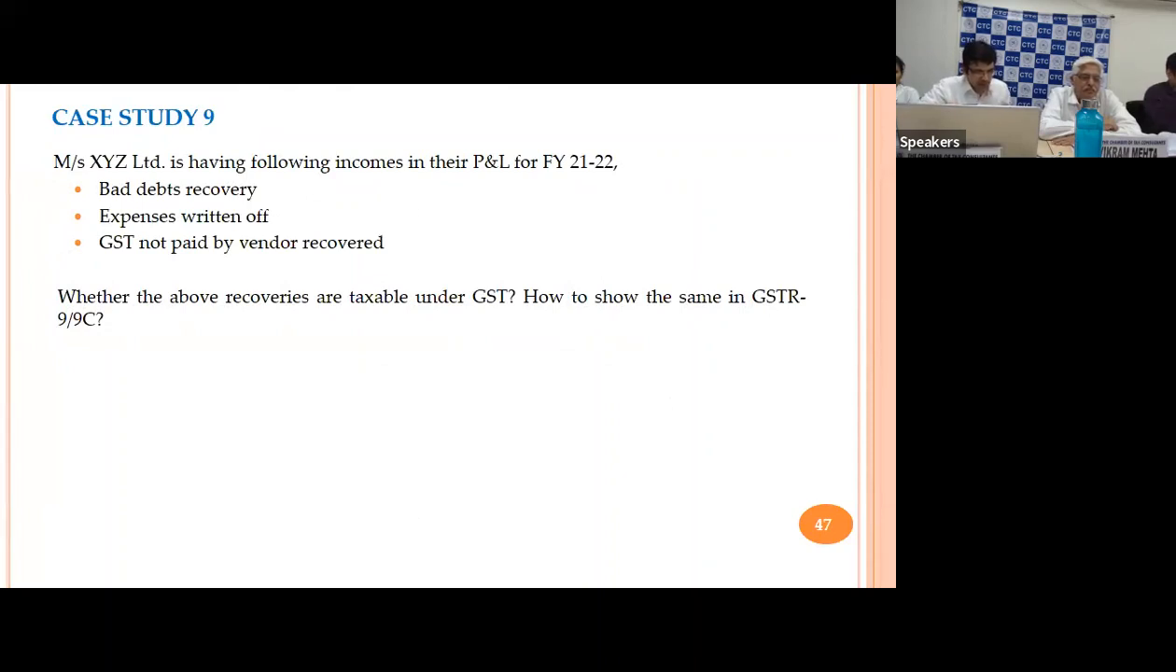Now, XYZ Limited is having the following incomes in their P&L. Bad debts recovery. So earlier bad debt was recorded, now they have recovered, so they have shown it as an income. Some expenses were recorded in the books which have been written off. And some GST was not paid by the vendor, which the company has recovered from the vendor because it was not appearing in their 2B or 2A or whatever. So first question is whether the above recoveries are taxable under GST. If yes, how to show the same in GSTR-9.